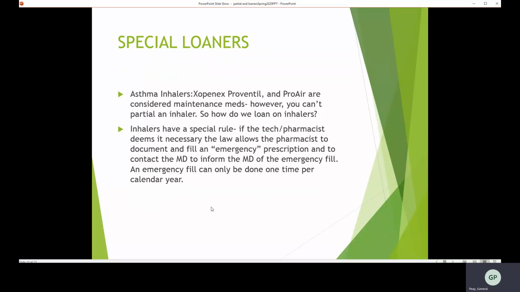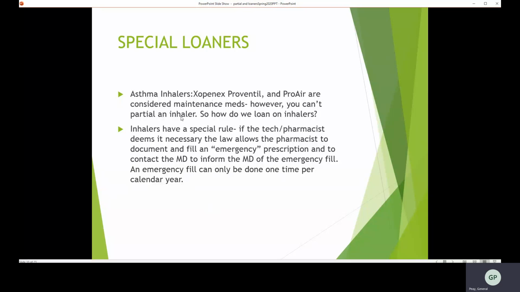Special loaners. Now, there's a situation where a person has an inhaler, and these are some of the common inhalers: Xopenex, Proventil, and ProAir, as well as albuterol. They're all the same family. They are considered maintenance meds because the patient has to take that medication every single day. Usually they're having some kind of asthma attack.